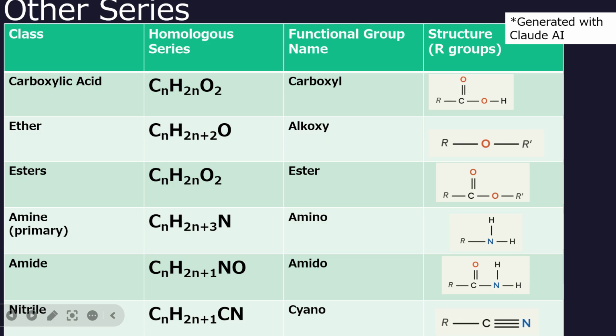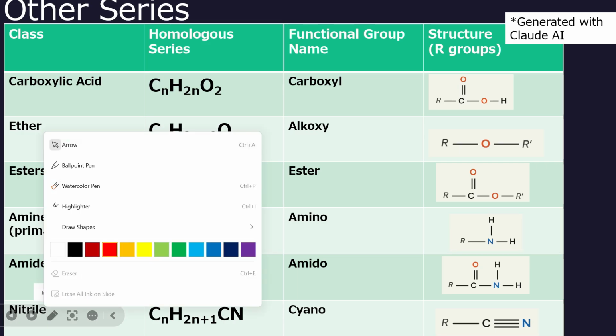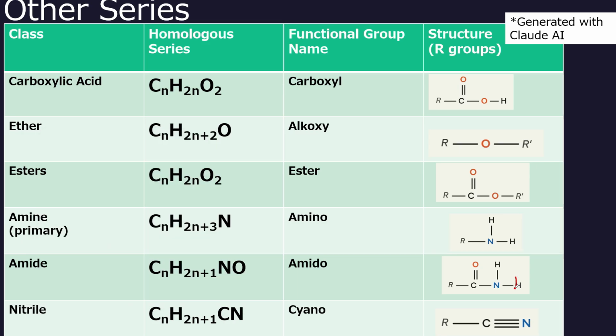Then amines with nitrogen, CnH2n+3N. Amino functional group, R-N with 2 NH bonds. That's primary. If the N is bonded to other carbons, that will become secondary or tertiary. I'll talk about that later today too. Amides, CnH2n+1NO. Amido group, R, C double bond O, NH2, or we could even have just an R group there. Things can be attached to that amine, and they often are. I'll change one of these H's to an R group.